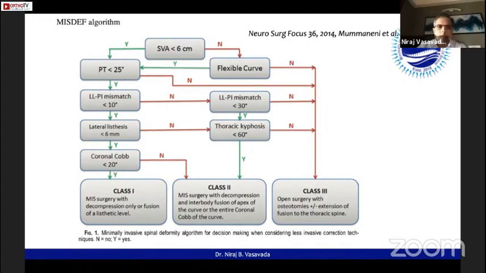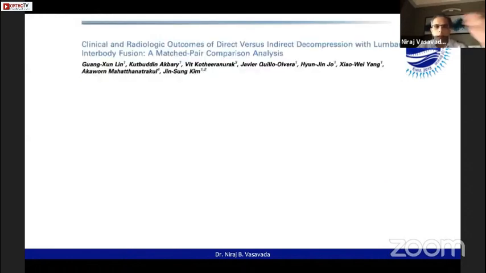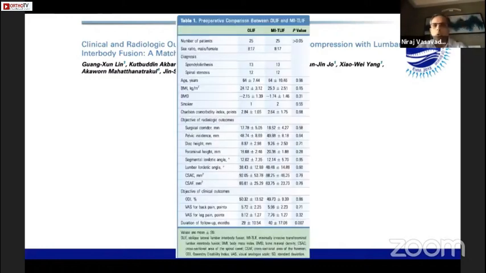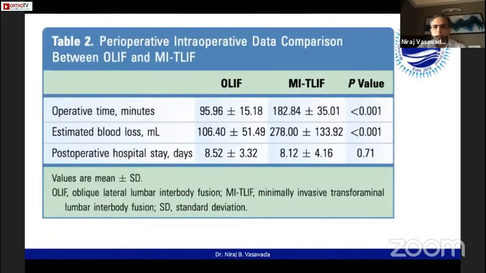Dr. Neil Anand's group has come up with minimally invasive deformity correction, and they are able to do it even in very advanced deformities. To compare different techniques, I would like to quote one of Dr. Kim's articles, where they did a matched cohort analysis of OLIF and MIS-TLIF techniques. The cohorts were more or less the same in both groups, and they compared different parameters. Let us look at each of the parameters step by step.